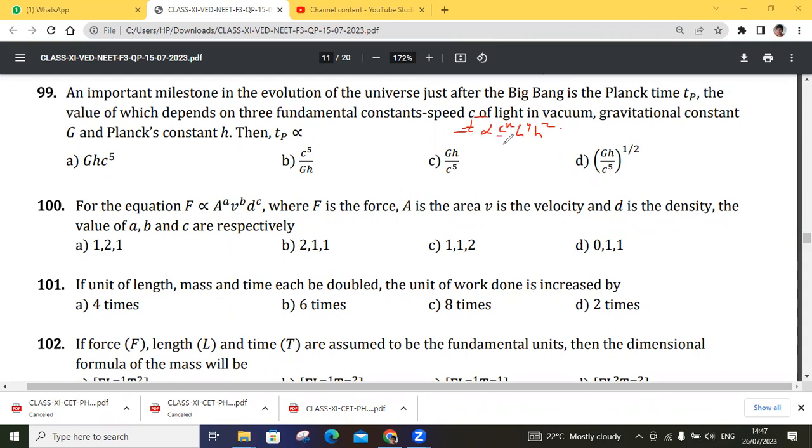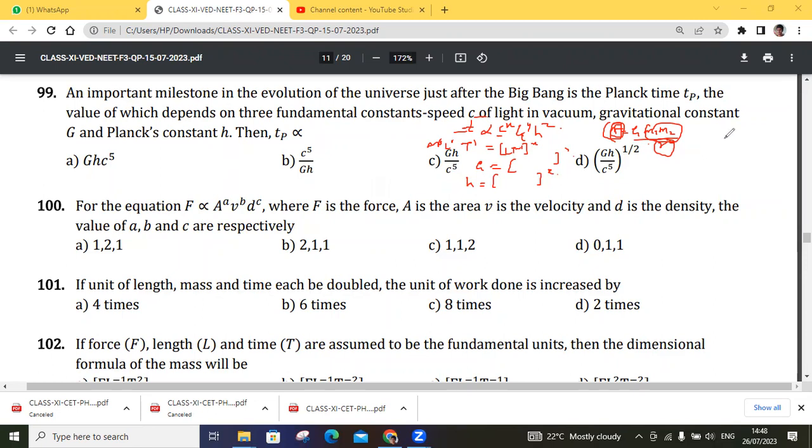So T is time, so T power 1, M power 0, L power 0, which is equal to, here we get c is meter per second for x. G: F is equal to G m1 m2 by r square, where m1 and m2 are masses and r is the distance between them. This is force. So we get dimensions of this with the dimension of G, so we will put dimension of G power y. Then Planck's constant, whose dimension we get power z.